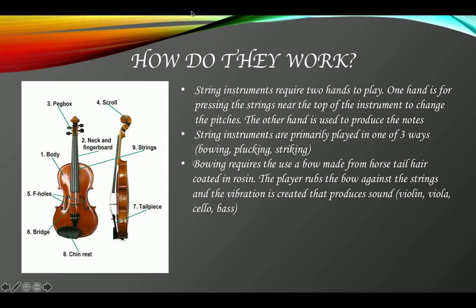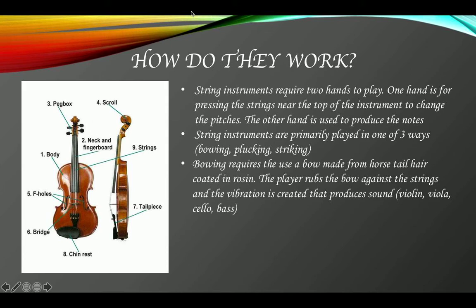requires the use of a bow made from horsetail hair, and it's coated in this stuff called rosin, which is sticky. What it does is create a slip-sticky kind of effect on the string. It gives it a nice bit of resistance so that the string is not just sliding all over the place. And it coats the strings of the bow and the horsehair.